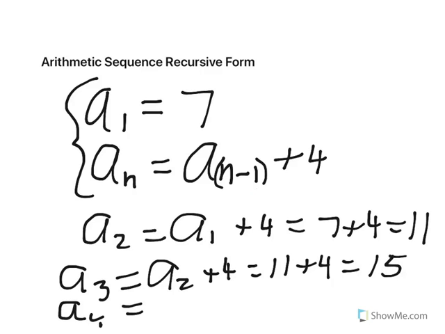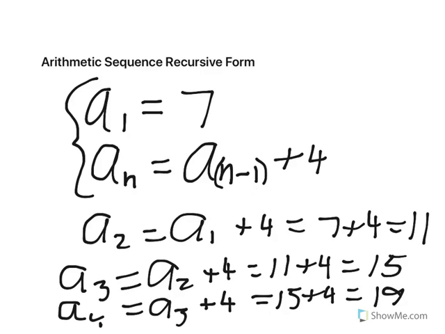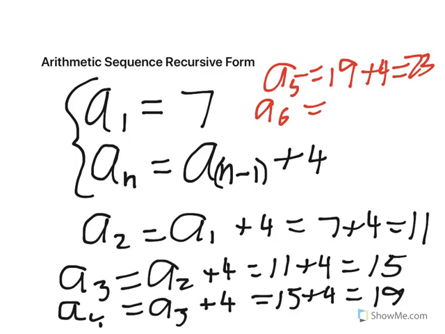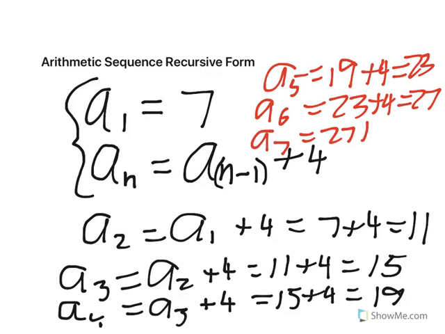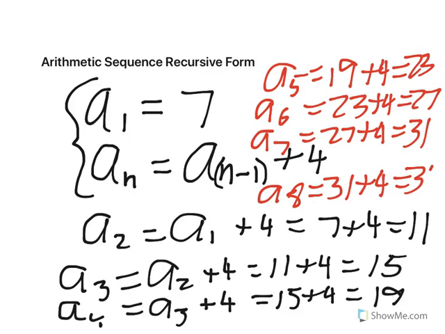A sub 4 is going to be equal to A sub 3 plus 4, which is 15 plus 4, which is equal to 19. And you work your way up doing it that way. Let's go up here. A sub 5 is equal to A sub 4, which is 19, plus 4, which is 23. A sub 6 is A sub 5, 23, plus 4, 27. A sub 7 is equal to A sub 6, which is 27, plus 4, which is 31. And finally, A sub 8 is equal to A sub 7, which is 31, plus 4, which is equal to 35.